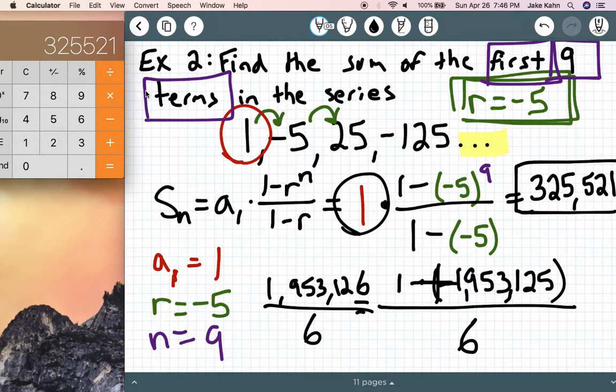So you can see here, you probably don't want to be plugging that all into your calculator, right? Even though it's just 9 terms, it's getting pretty large. It's easier to use the geometric formula that we're learning for the first time today. 325,521 is the sum of that series.